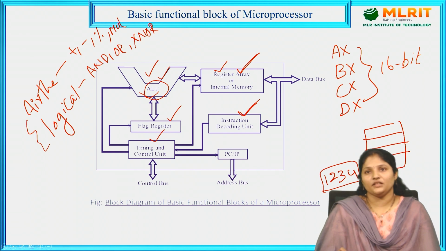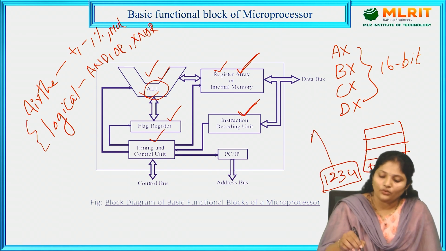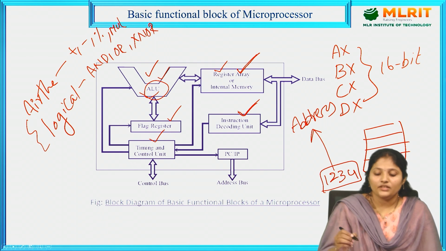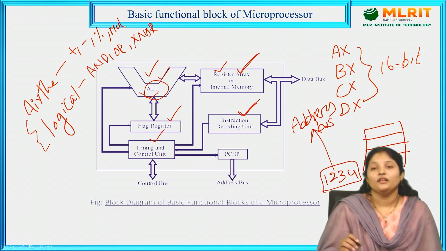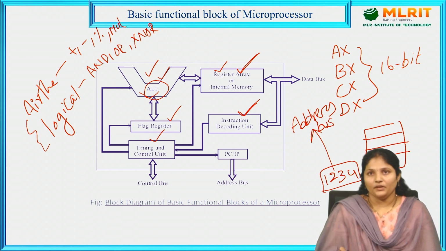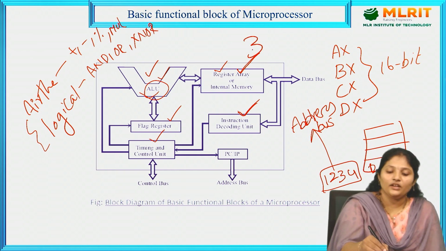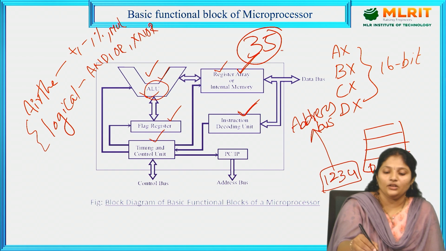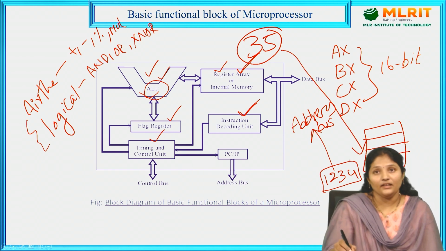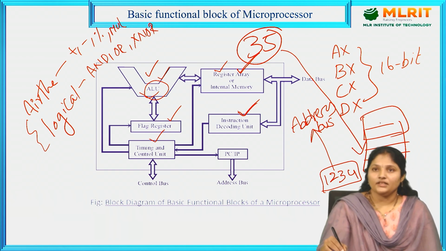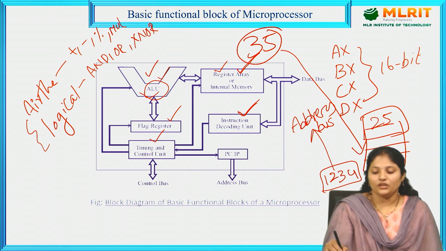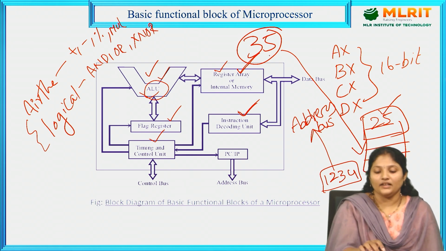How will I replace it? First, we need to identify the address, and note the address. Using the address bus, you could find the address of that particular memory. And now we need to insert the number 35 into the memory location, which already has a number, 25. You need to replace this 25 with 35.